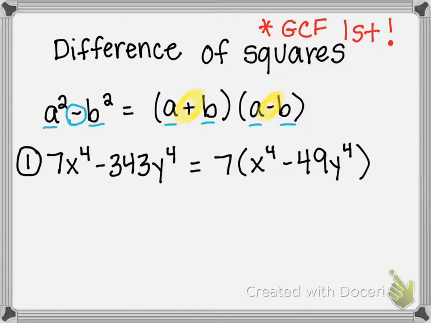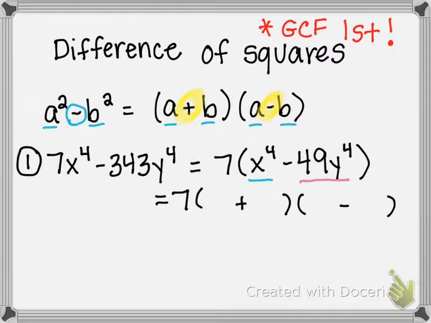Now, when I'm looking at the problem, x to the fourth is a perfect square. Remember, anything with an even exponent is perfect. And 49y to the fourth is also a perfect square. So I should be able to break that down even further. Now that GCF is still going to remain. I'm going to do two parentheses, one plus, one minus.